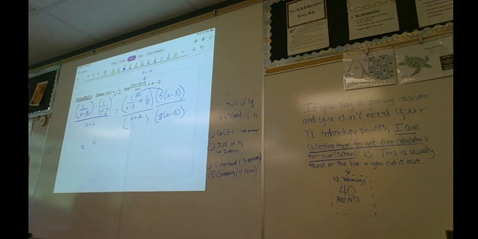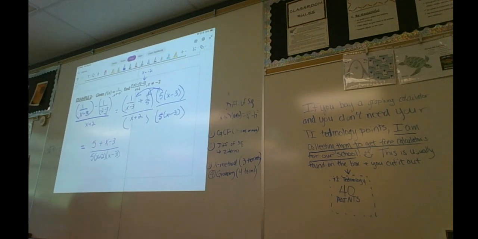So we get 5 plus, now these 5's cancel when you distribute it to here. So the 5's cancel, you're left with x minus 3. I don't need parentheses because this is a plus. If it was a minus, you better use parentheses, okay? All over, the denominator is just 5 times x plus 2 times x minus 3.